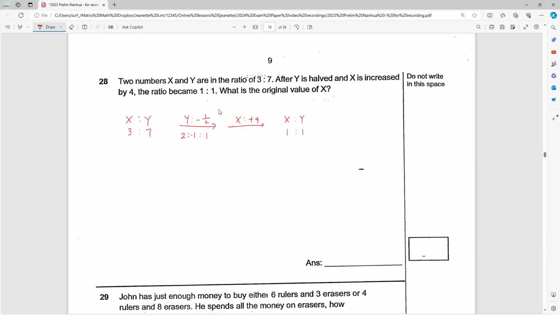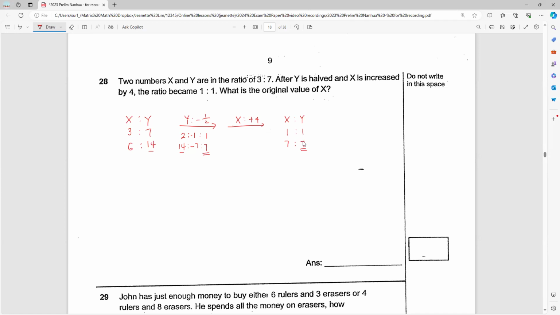Common base, just look at the ratios. The common base is y at first, change to 14, so times 7. Okay, then for x, you times 2. You get this. y in the end is supposed to be 7 units, so we change this ratio as well, because we need to make the common base the same.